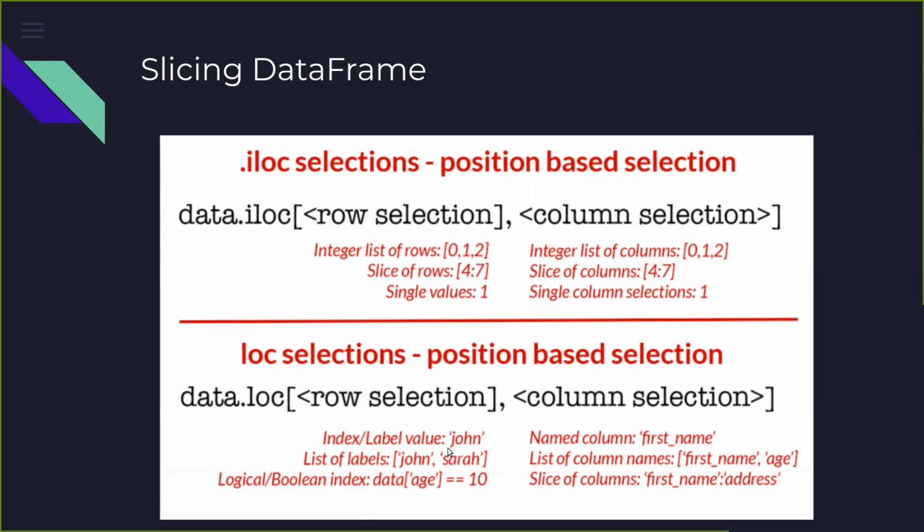We also saw that we can give a condition, that is the logical or the Boolean index, like age is equal to 10, and then we can see in which rows the age is equal to 10. So slicing of the data frames we have seen.